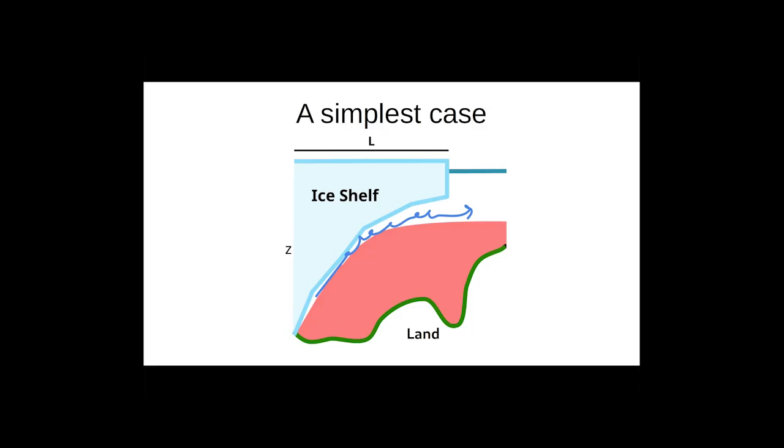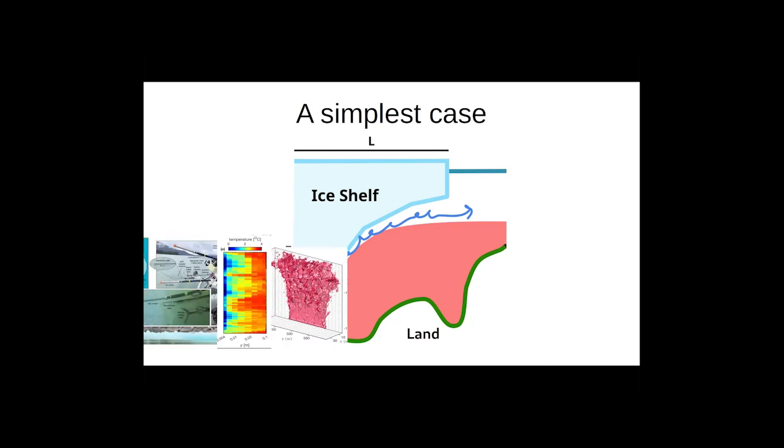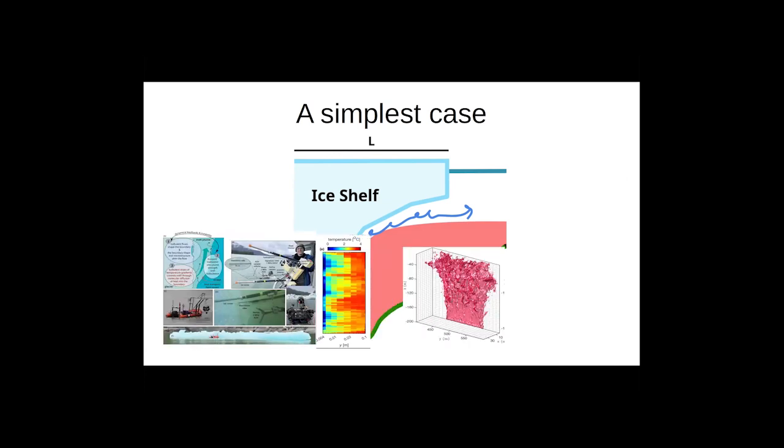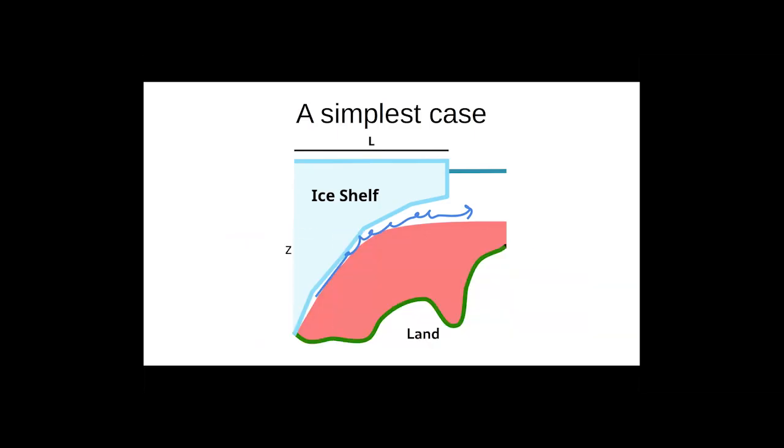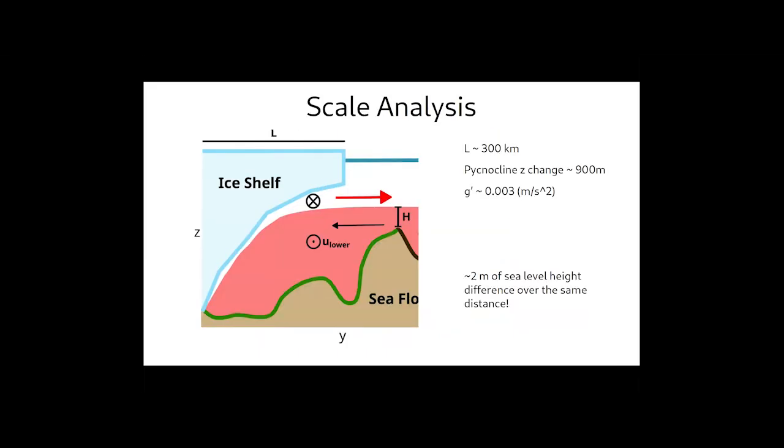And then I've artfully added this blue squiggly arrow, which might tempt you to think about plume dynamics and really fine scale processes, but we're actually going to ignore all that. We're going to think more about the interface between the meltwater layer and the water underneath, and how big its change in depth is between the entrance to the cavity and the grounding line.